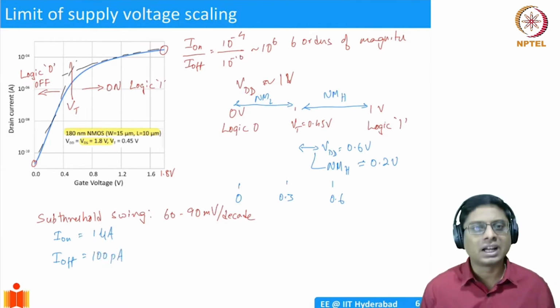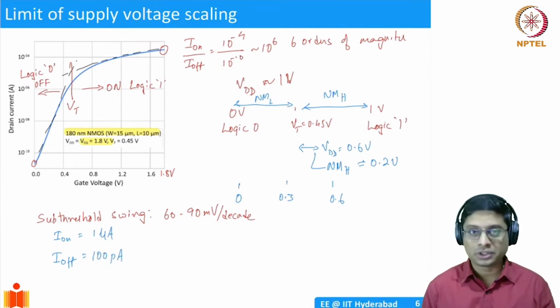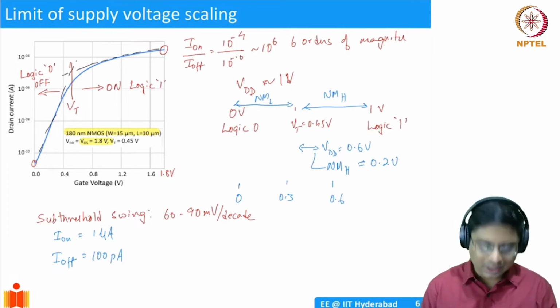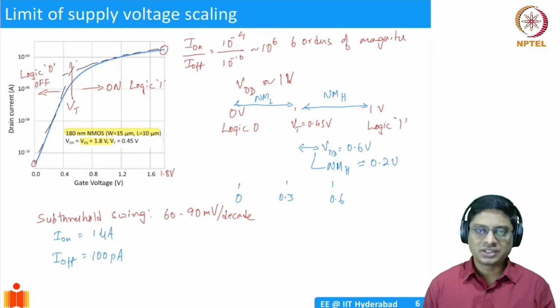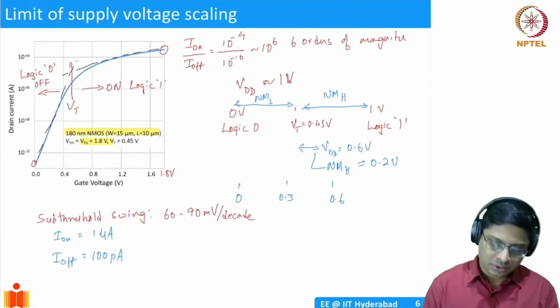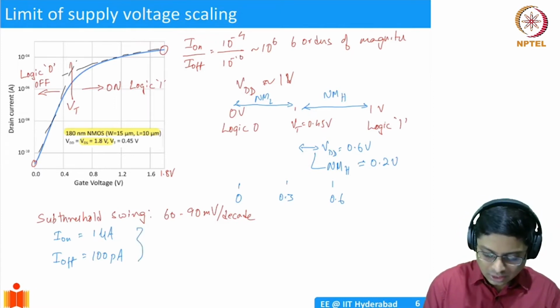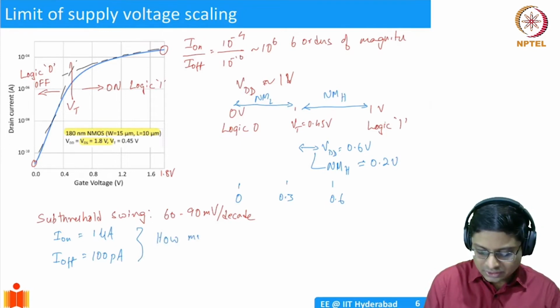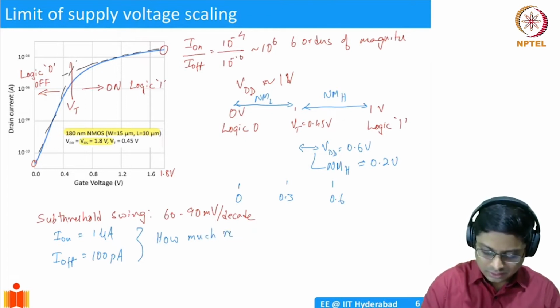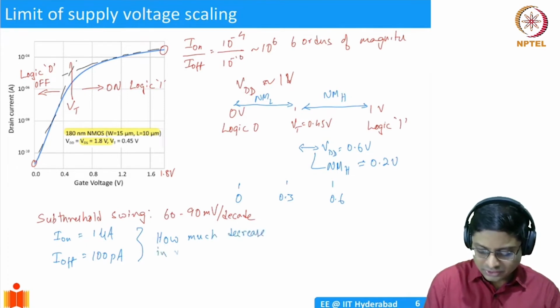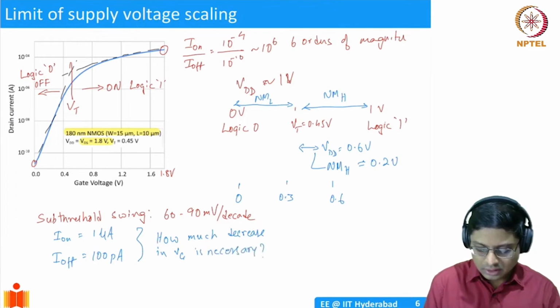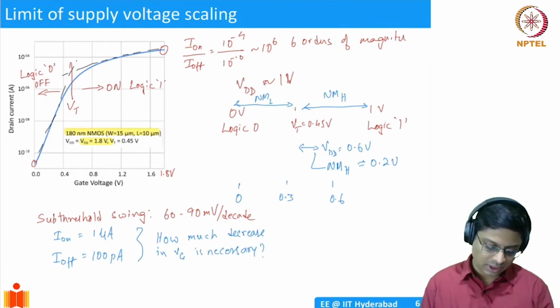Okay, this is what I can have. 4 orders, only 4 orders, not 6 orders. If I want 4 orders of magnitude change in the current, how much gate voltage should be different? How much reduction or decrease in VG is necessary for 4 orders of magnitude, right?